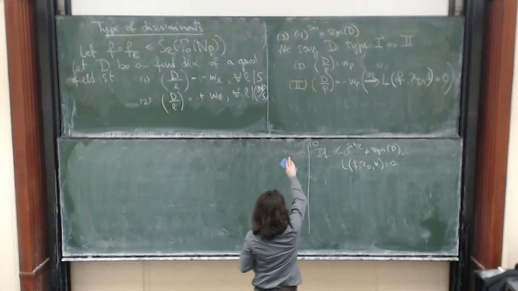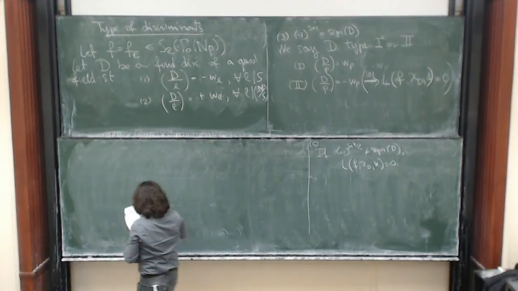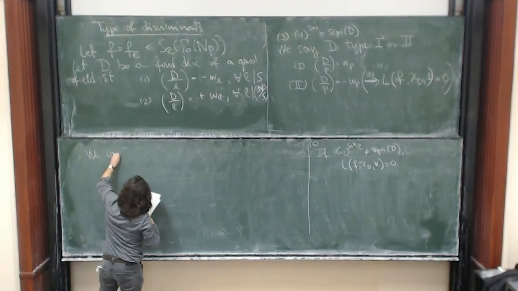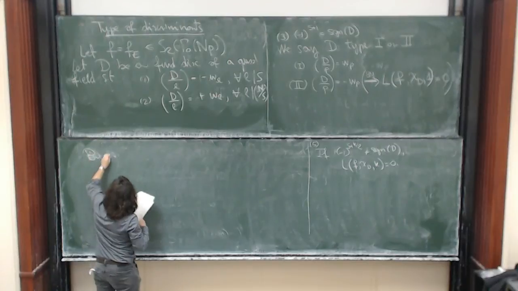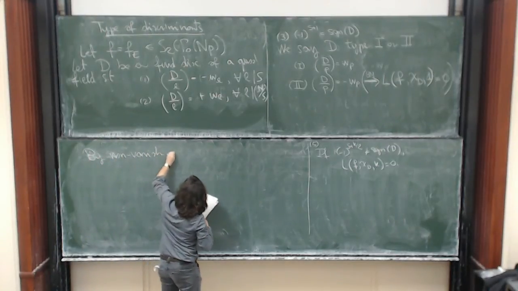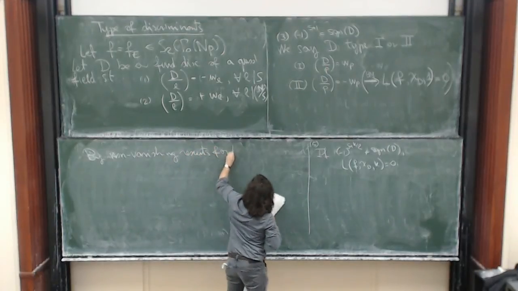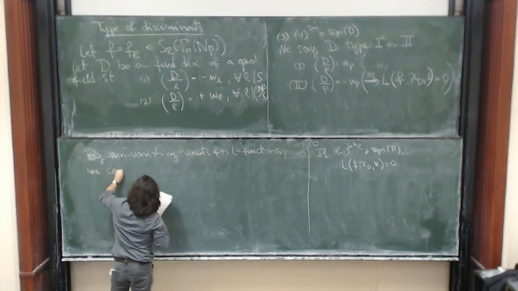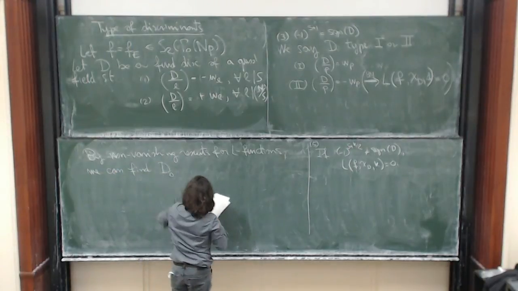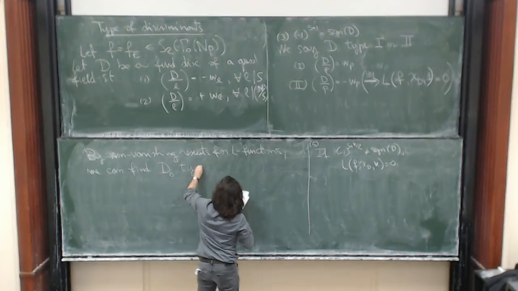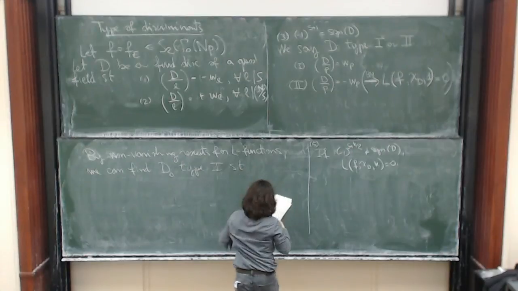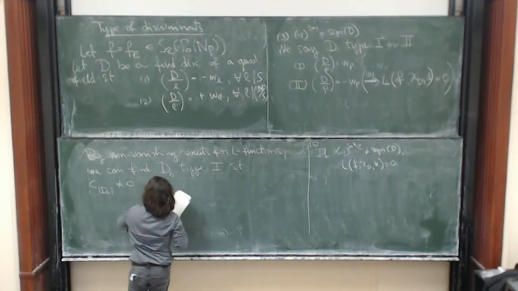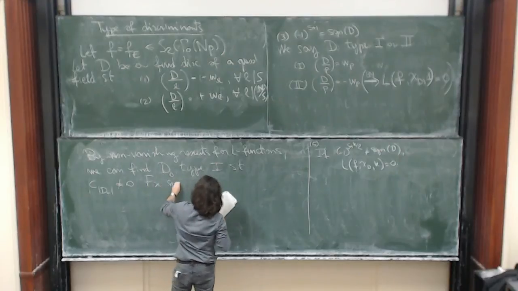Okay, so for discriminants of the second type, we know that the L value vanishes, while for discriminants of the first type, moreover, let's say by non-vanishing results for L functions twisted by characters, we can find some D0, a fundamental discriminant of type 1, such that the Fourier coefficient C attached to this D0 is non-zero, and we fix such a D0.